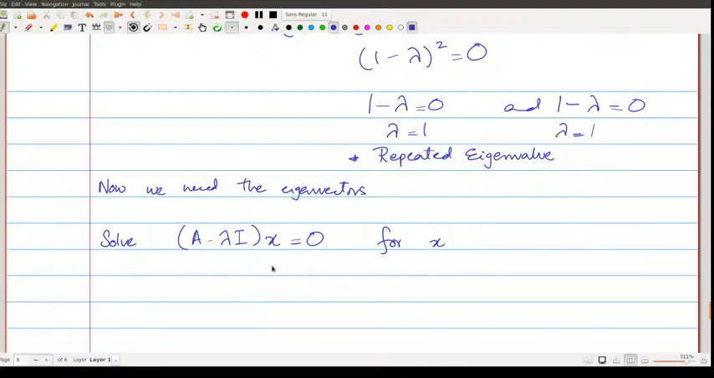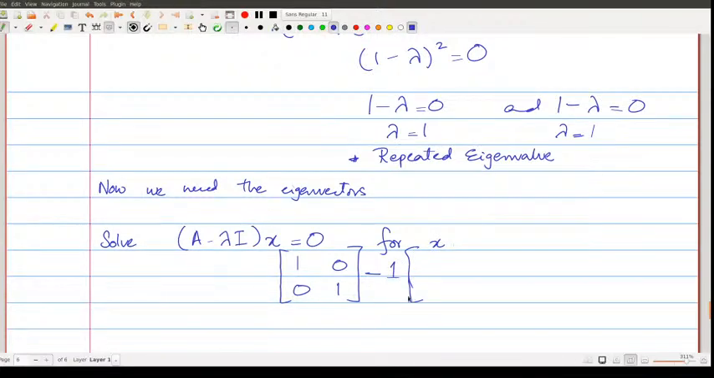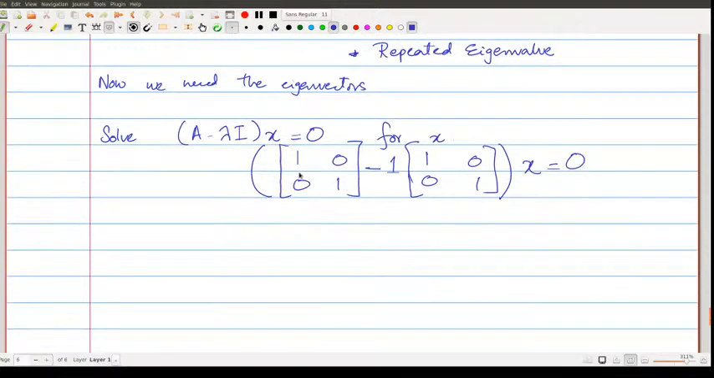Okay. So what do we have? A was the identity matrix 1, 0, 0, 1, and minus what's lambda? Lambda was 1. Okay. So 1, 0, 0, 1 minus 1 times the identity, and x. So this is just A minus lambda I, and then x equals 0. And what do I get? This is just going to be the 0 matrix, right? So this is 0, 0, 0, 0, x equals 0.